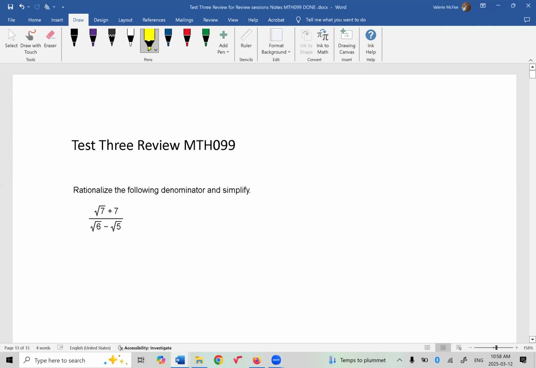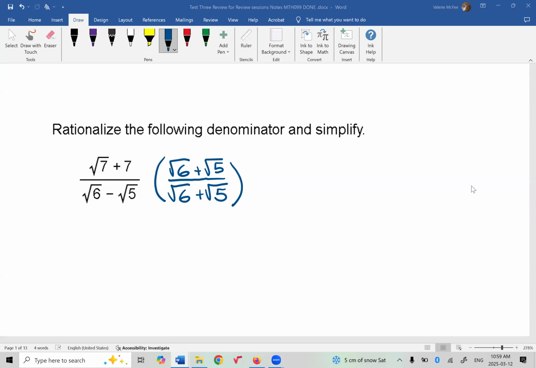In this question, we're asked to rationalize the denominator. That means we don't want to have radicals in the denominator of our expression. We need to multiply by the conjugate. Remember that the conjugate means we're changing the sign of the expression in the denominator, and we're multiplying both the numerator and the denominator by the conjugate.